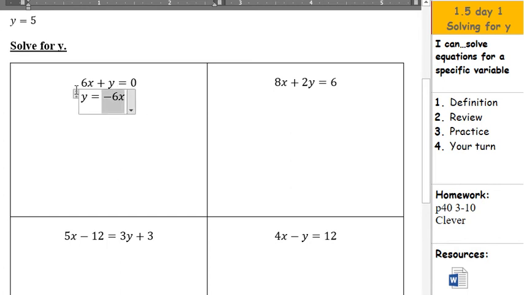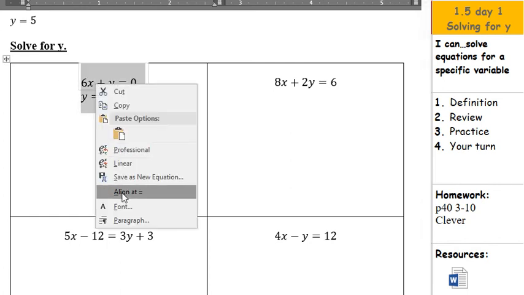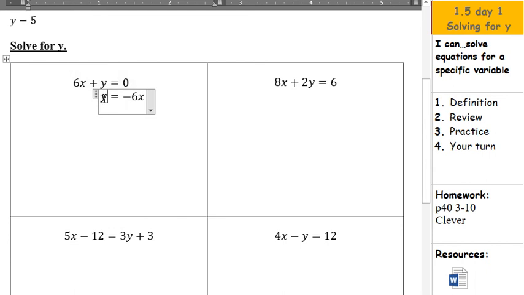After I do these, I'm going to line them up so we can see what I did. So the y stayed as it is, and I subtracted 6x from both sides. 0 minus 6x is negative 6x. It is finished. We know this problem is done when I have the y by itself. Notice my instructions say solve for y. Y is by itself. That's what it means. Same thing.